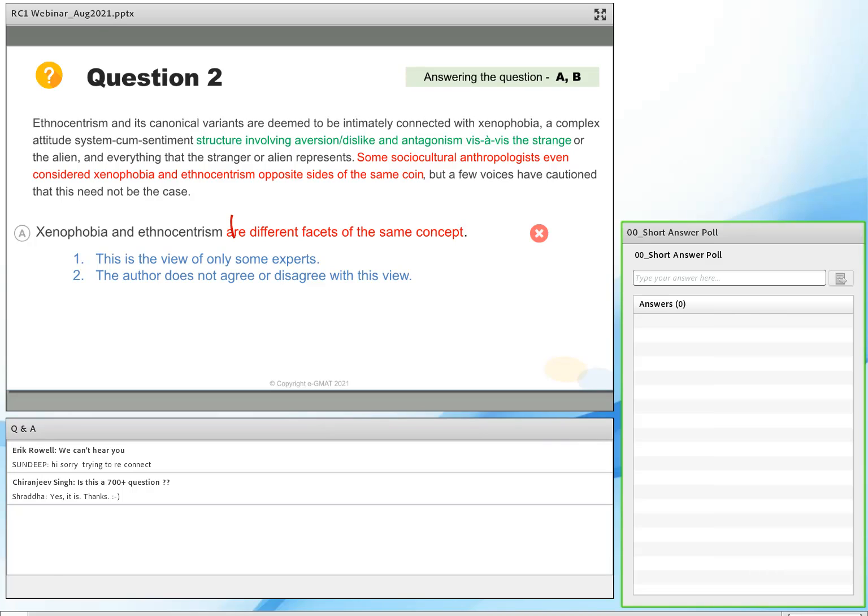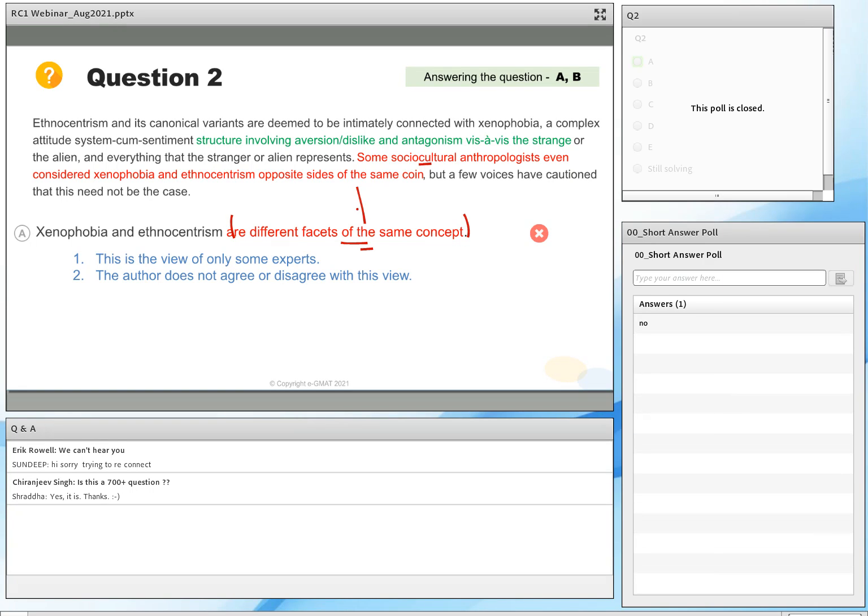So let's look at each and every option. Okay. Let's look at option A. XP and EC are different facets of the same concept, or in other words, opposite sides of the same coin. Same concept, different sides. Same coin, opposite sides, different sides. Who is saying this? Some socio-cultural anthropologists are saying this. Does the author say this? No. Let me bring back the poll so that you guys can see how we performed in this as a group. Let's do that.